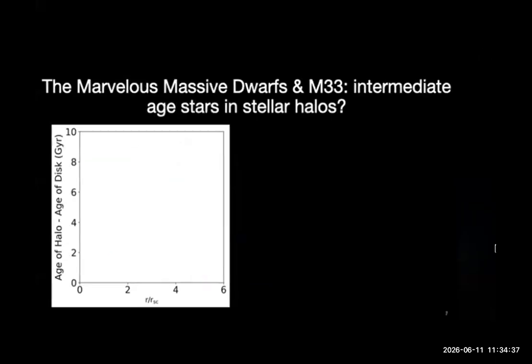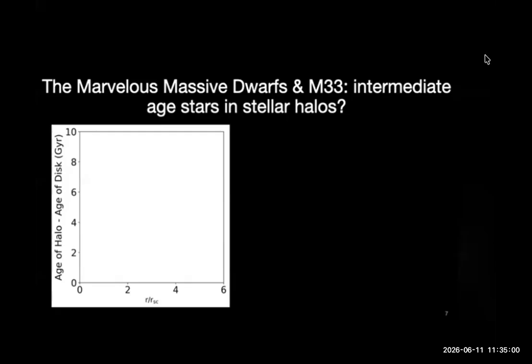Okay. So kind of weird thing number 2 is that M33 has a lot of intermediate age stars in its stellar halo. To do a comparison here, I've created a very simple way of looking at this, which is just looking at the difference between the age of the halo and the age of the disk. On the x-axis, we once again have our normalized radius, and on the y-axis, we have this difference in age.